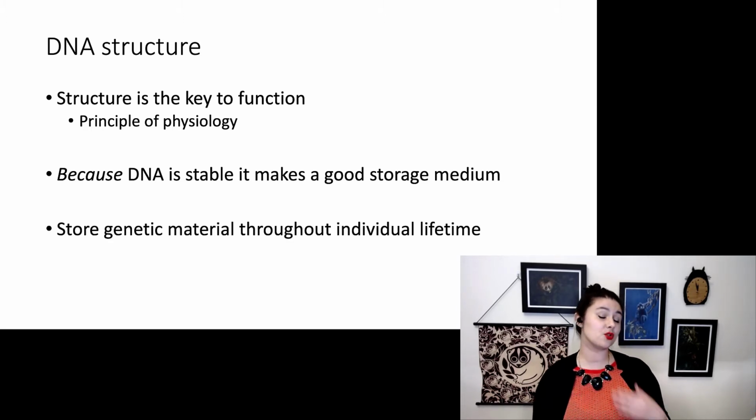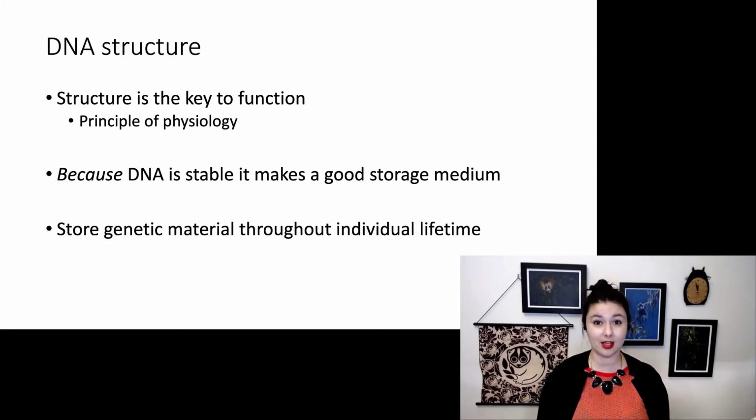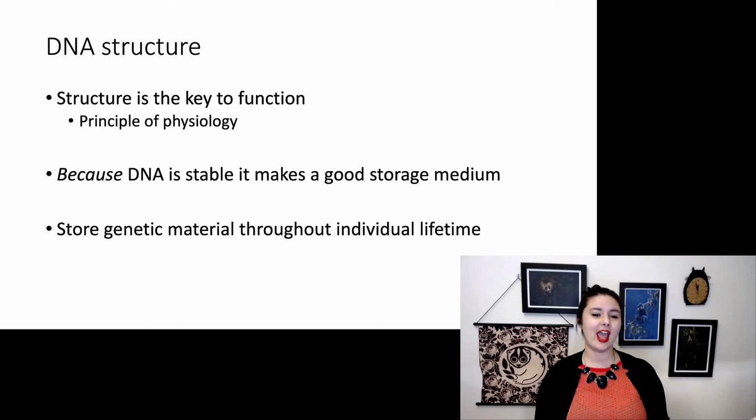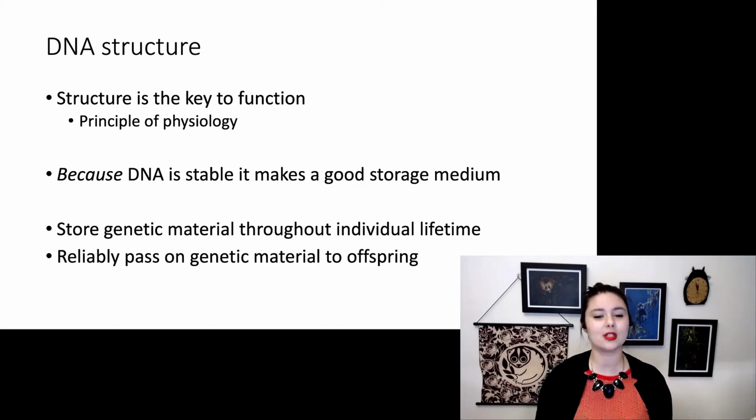Because we need to store genetic material throughout our lifetime, if it's stored incorrectly and has mutations, that's cancer. And we also want to be able to reliably pass on genetic material to our offspring. If we cannot reliably pass on advantageous traits to our offspring, then we're never going to end up with evolution the way we know it today.